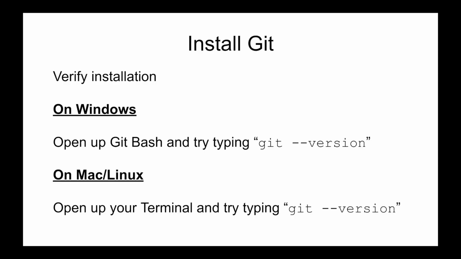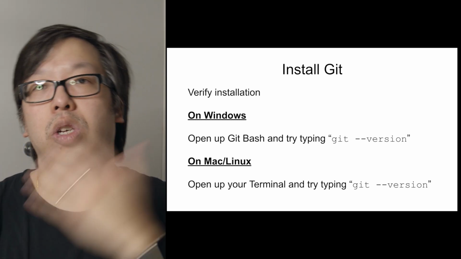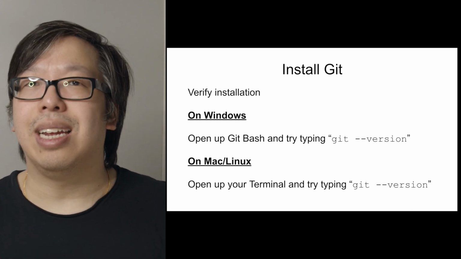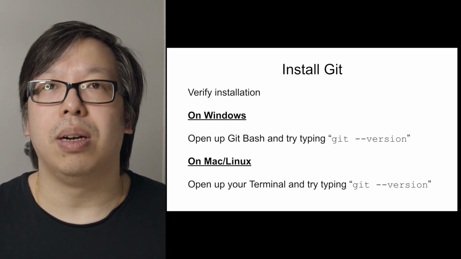And the way you verify that Git is installed is you do this. If you're on Windows, after you've done the installation, you open up Git Bash and you type git --version. If it spits out some version number, you know Git is installed. If it says command is not recognized or doesn't understand it, then Git is not installed properly, and you maybe want to review your installation at that point.